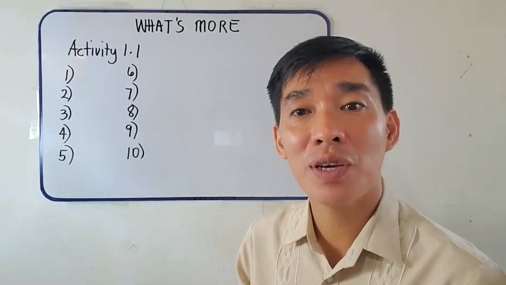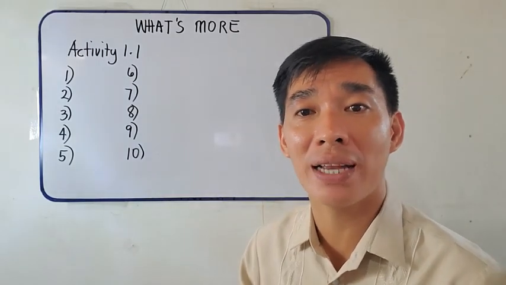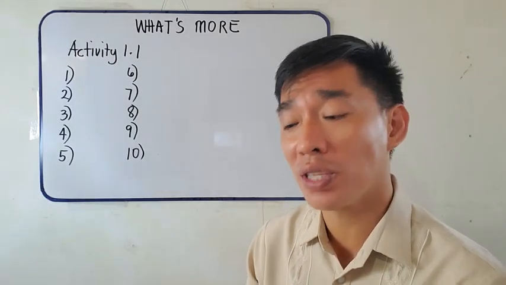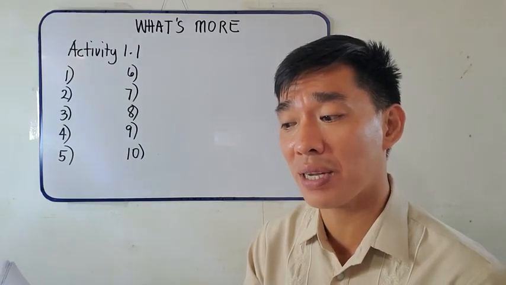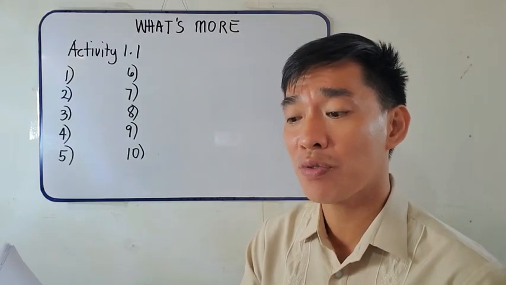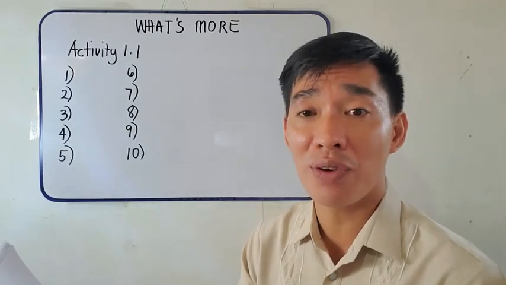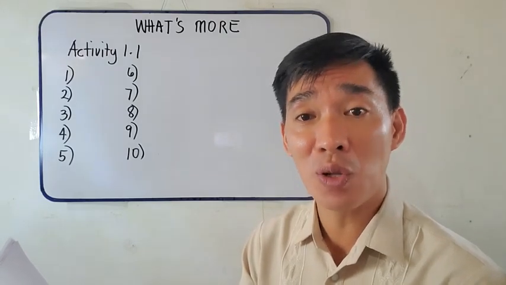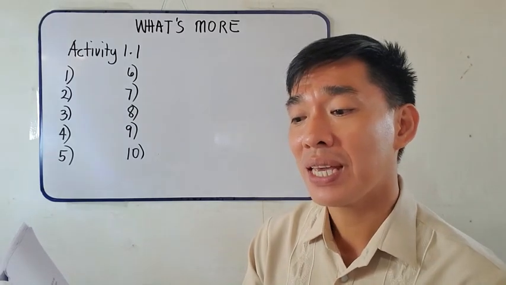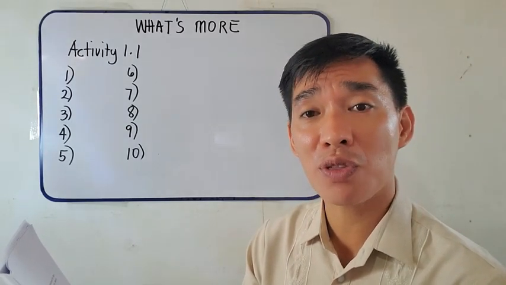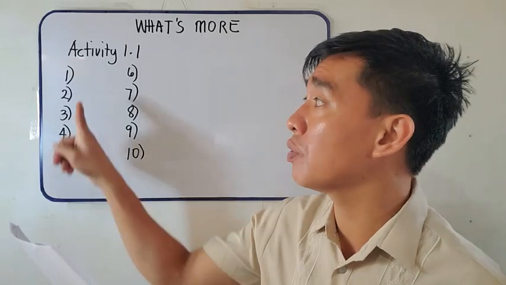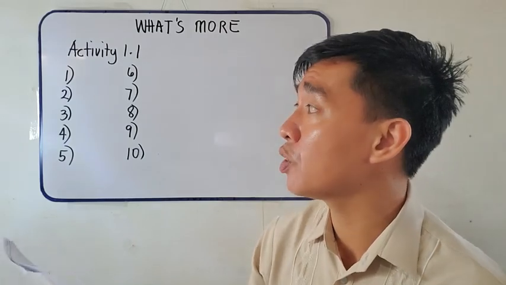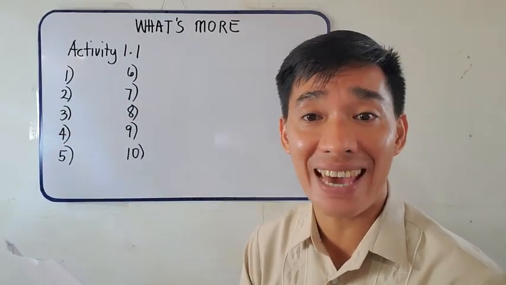Continuing on, I believe you can now answer with ease activity 1.1 of What's More, page number 5 of your module. In this activity, you are only asked to identify whether a number is divisible by 2, 5, or 10. You will just write yes if it is divisible by the number 2, 5, or 10, and no if it's not. Example, number 1. Is 30 divisible by 2? If you think that 30 is divisible by 2, then you will write in number 1 yes, and if you think it's not divisible by 2, then you will write in number 1 no. So your answer is only yes or no.